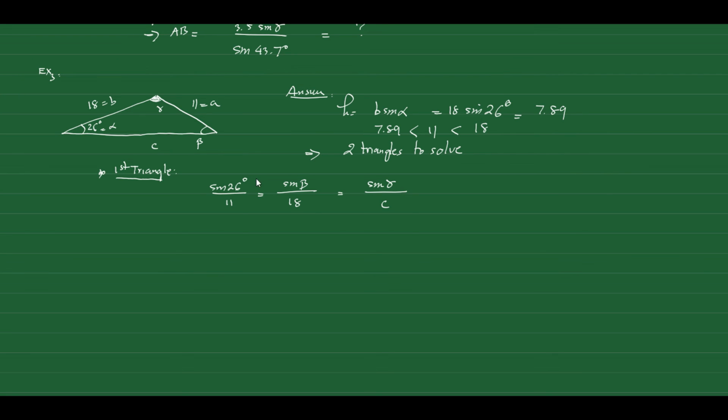From here we can calculate sine beta. So 11 sine beta, cross multiply, equals 18 sine 26. So sine beta will be 18 sine 26 degrees over 11. From here we take the inverse, so beta will be inverse sine of 18 sine 26 degrees over 11, which gives you 46 degrees.